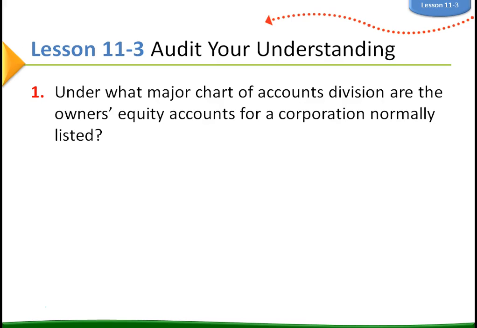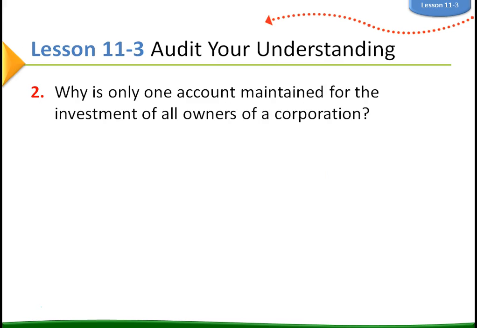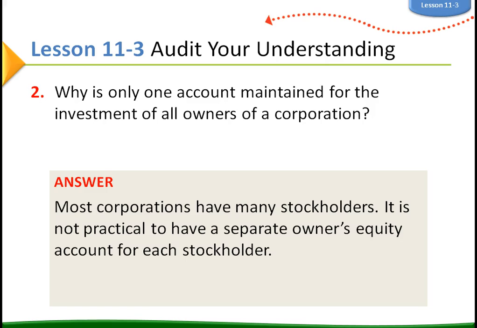And that's it. So under what major chart of accounts division are the owner's equity accounts for a corporation normally listed? It's in the stockholders' equity. Why is only one account maintained for the investment of all owners of a corporation? Remember, if you own one share of stock in a corporation, you are a part owner. Not a very important part owner, but you're an owner. So there are thousands and thousands of stockholders in most corporations. So they can't list each person. That would be crazy. Plus, you can sell and purchase stock all the time. They would never be able to keep up with who owns what for how long.